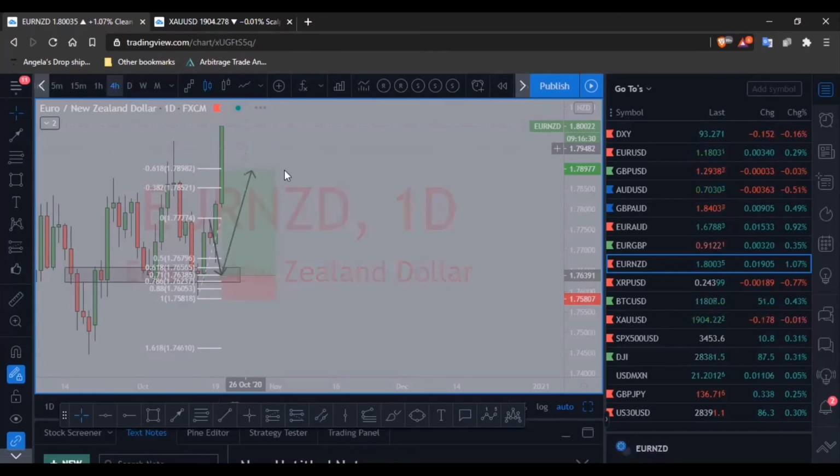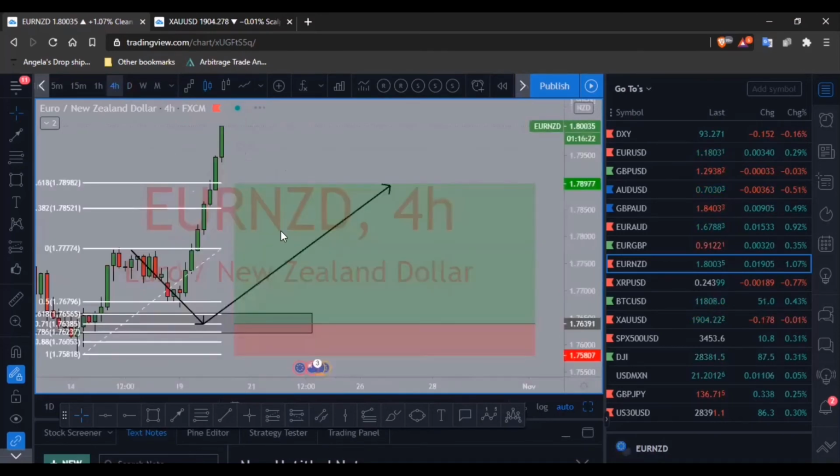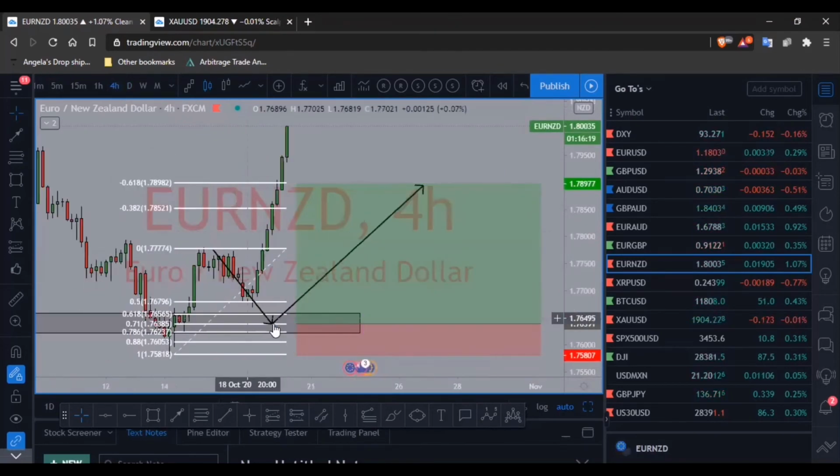So what I wanted, and this thing massacred my TP, I wanted price to just come back down to this level and hit that 50% again. Oh, that's so annoying. All right, got cut off there. But yeah, we were 24 pips away from the entry that I wanted to get into.